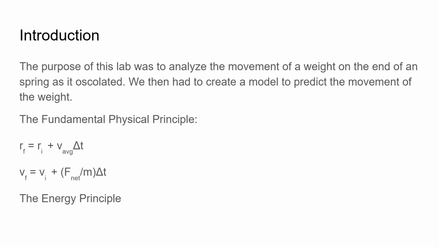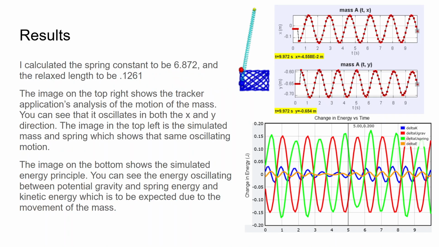Introduction. The purpose of this lab was to analyze the movement of a weight on the end of a spring as it oscillated. We then had to create a model to predict the movement of the weight. The fundamental physical principles used are the position update formula, the velocity update formula, and the energy principle.